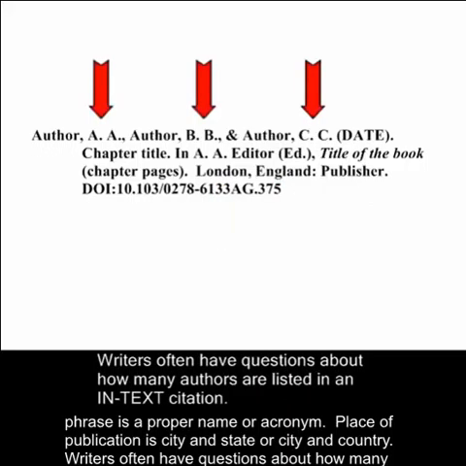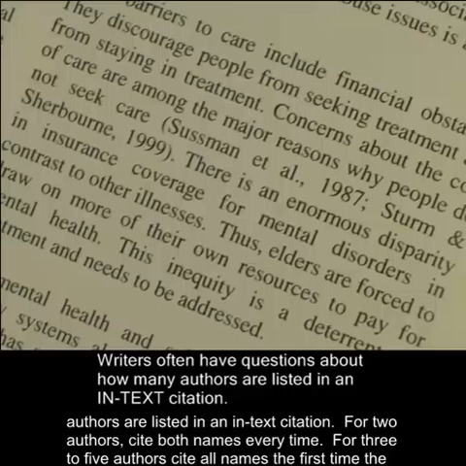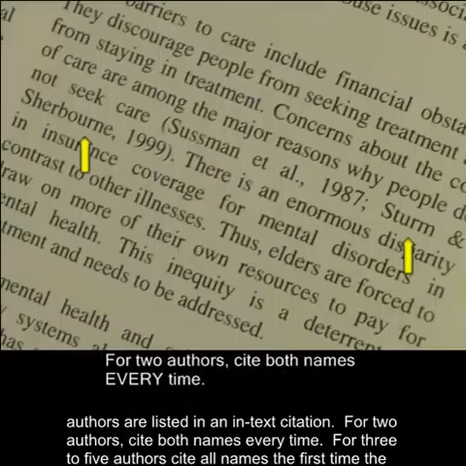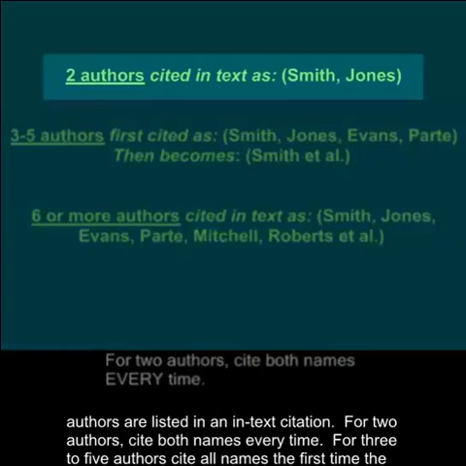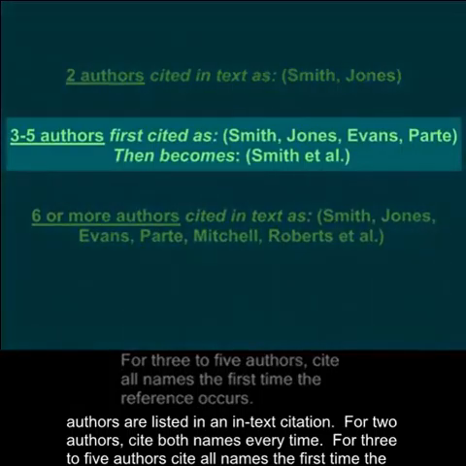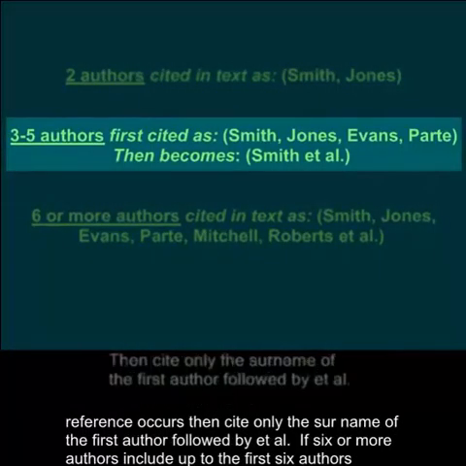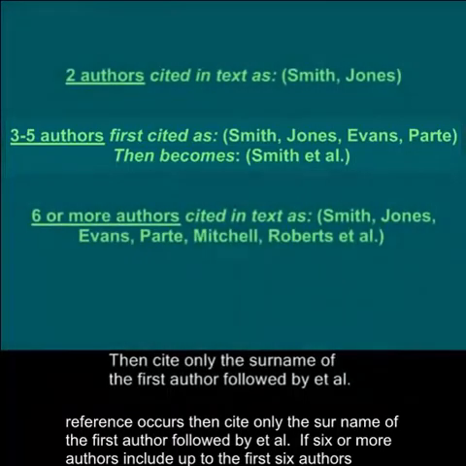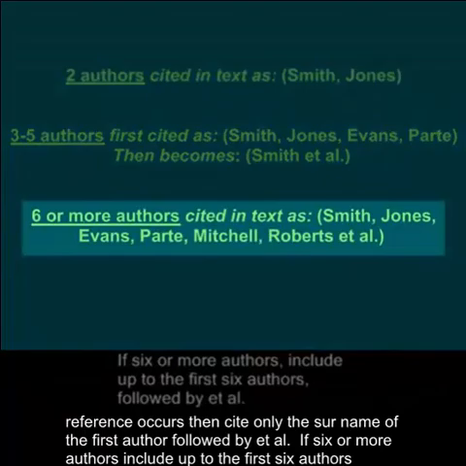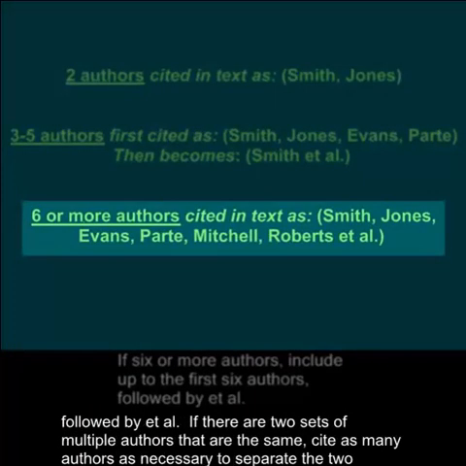Writers often have questions about how many authors are listed in an in-text citation. For 2 authors, cite both names every time. For 3 to 5 authors, cite all names the first time the reference occurs. Then cite only the surname of the first author followed by et al. If 6 or more authors, include up to the first 6 authors followed by et al.